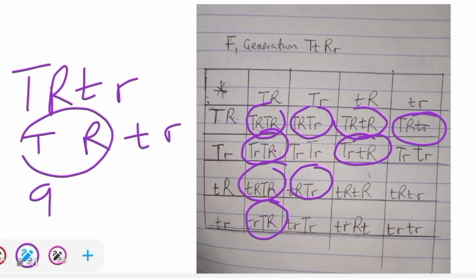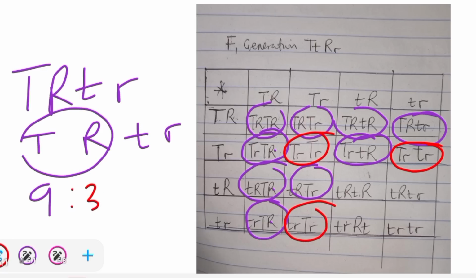That is tall and round. The next one to do is to check for the ones that are tall and wrinkled. Tall and wrinkled means it should be capital T and small r. That means you don't have capital R, because R stands for wrinkled. So I need the ones that have capital T and small letter r. So let's check. This capital T and small letter r here, that's 1. This one, and this one here. So it's 3 of them, as you can see. That will be ratio 3.